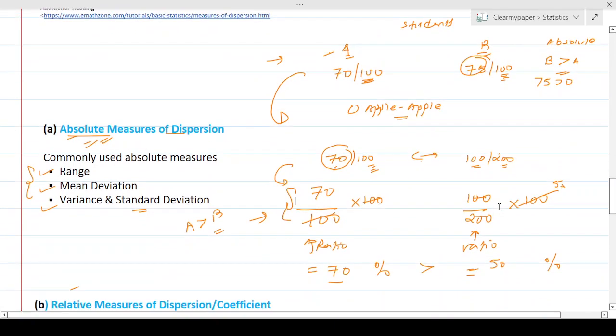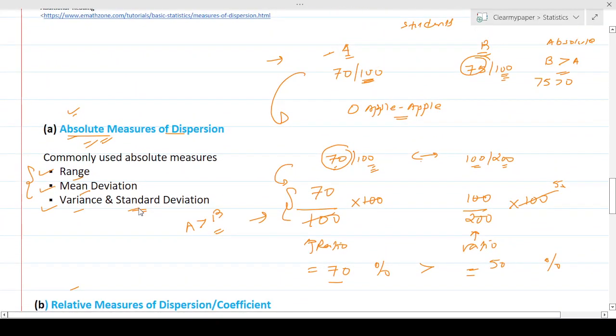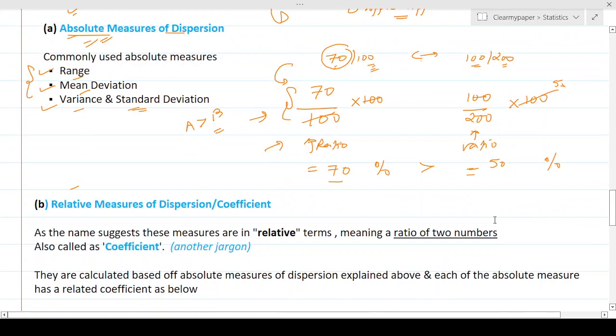When you're trying to measure something in absolute terms, for certain examples, absolute measures might be applicable better. So in that case, the popular measures are range, mean deviation, variance, and standard deviation. Whereas when I'm trying to measure relative measures, because we are not comparing like apples to apples or like comparison, we need to bring in the ratio aspect like we did here. In those cases, we call something relative measures of dispersion, also called coefficients.